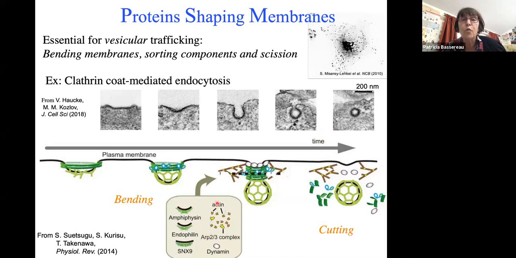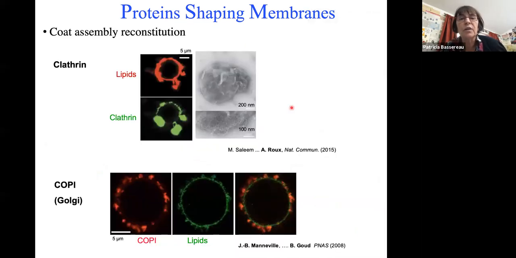And there was a lot of work which has been done to understand why these proteins are recruited at that stage and what their action is when they are recruited on the membrane. So over the years, I wanted to show you also some work which has been done on the coats themselves, so the clathrin here. There was some work done by Aurélien Roux, who has been able to form, as you can see here, some structure which mimics the clathrin coat at the surface of a GUV.